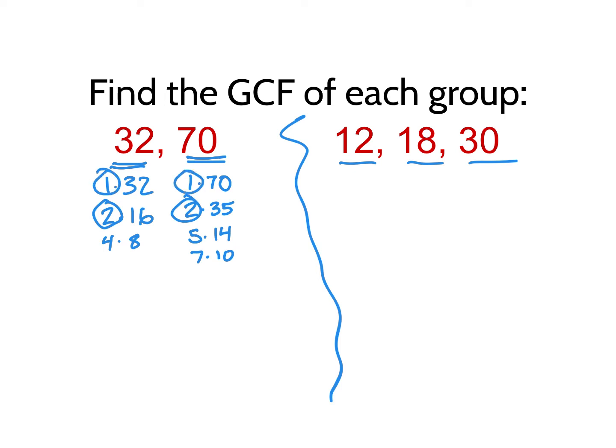So which one out of 2 and 1 is the greatest? 2. The greatest common factor of 32 and 70 is just 2.